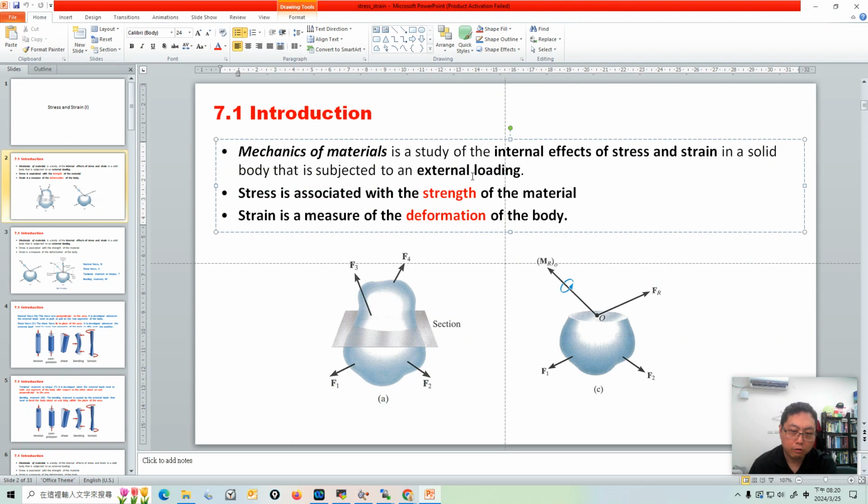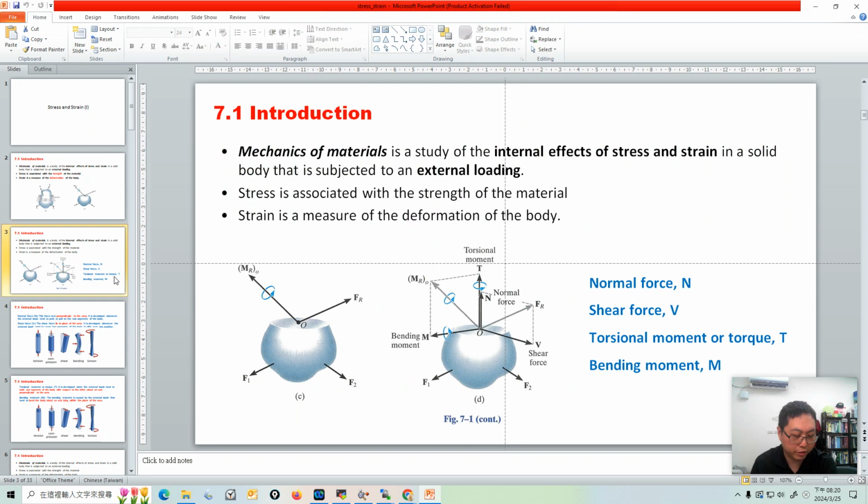So a rigid body material is there. We apply a load on this material, and then the material itself will generate internal stress and strain to respond to the external loading. And there's some force. This is a classification of the internal force.